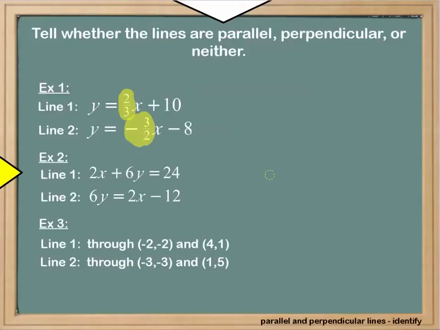Are they perpendicular? In order to be perpendicular, the two slopes must be opposite reciprocals. Opposite meaning one of the slopes is positive and the other is negative. Well, line 1 has a positive slope and line 2 has a negative, so we're in good shape so far. Are they reciprocals, meaning the flip of each other? Is 2 over 3 and 3 over 2 the flip of each other? Yes, which means these two lines are perpendicular.